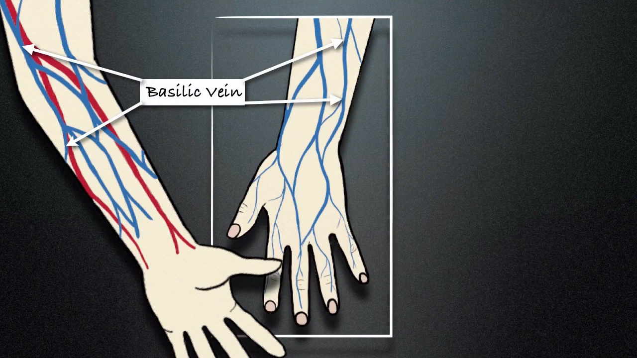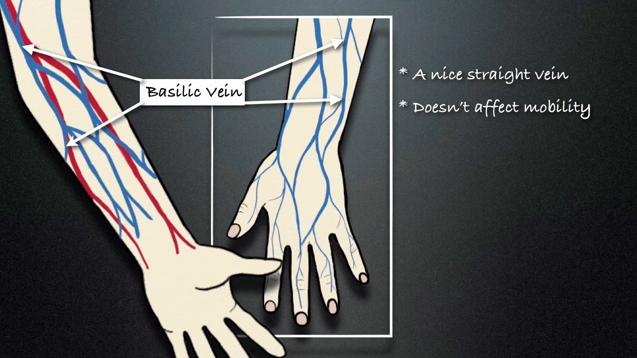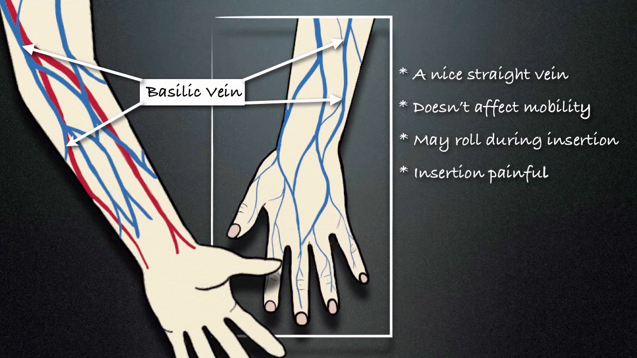The basilic vein runs along the ulnar aspect of the forearm and the arm. This vein is also a good straight vein to start an IV in, and typically mobility of that arm is not affected by it. The vein may roll during insertion, and insertion is said to be a little more painful. All in all, it's very similar to the cephalic veins. From my experience, the basilic veins are a little smaller and harder to start IVs on than the cephalic.